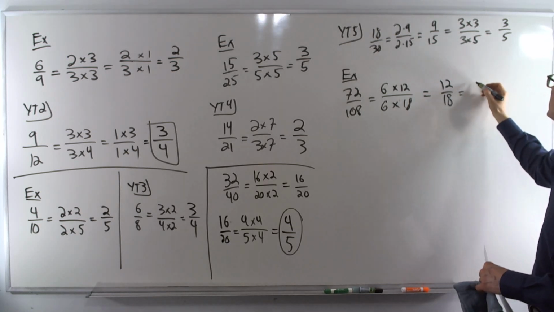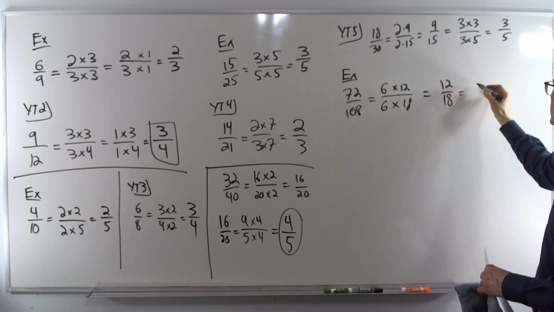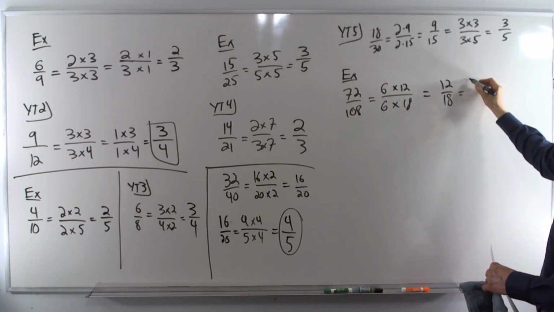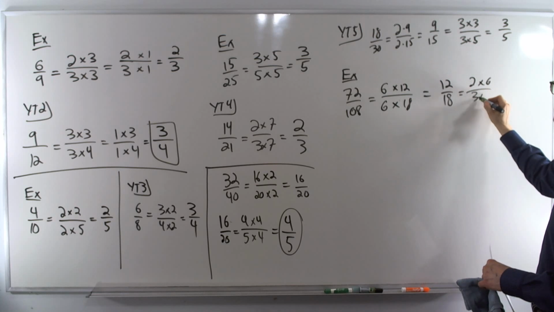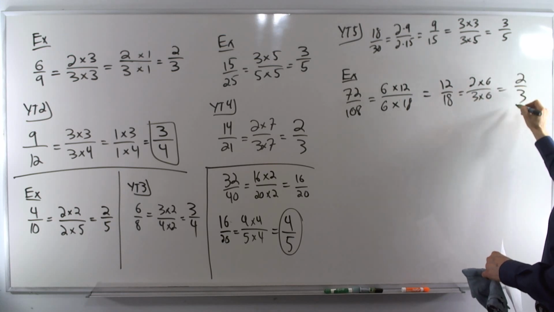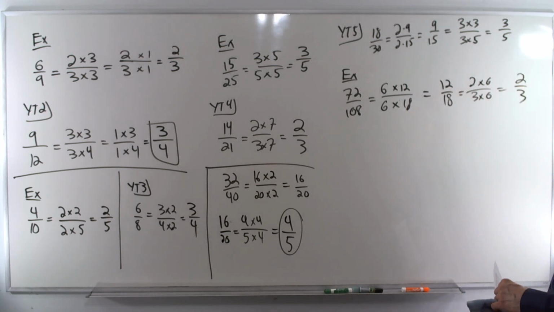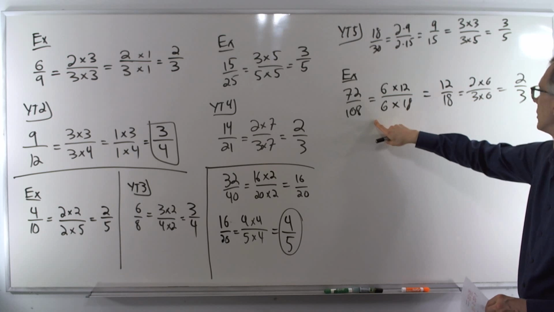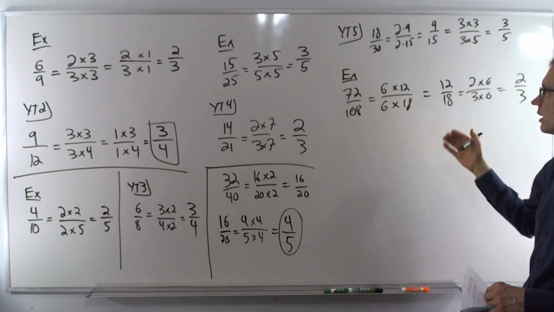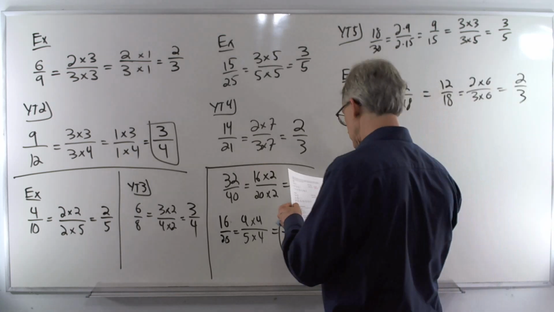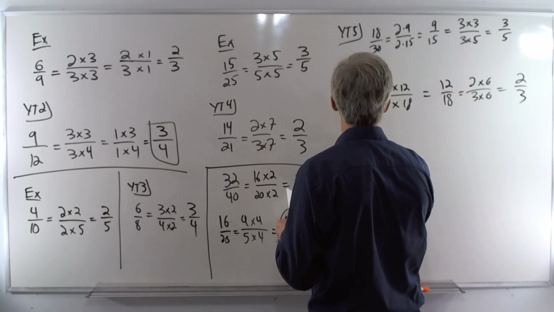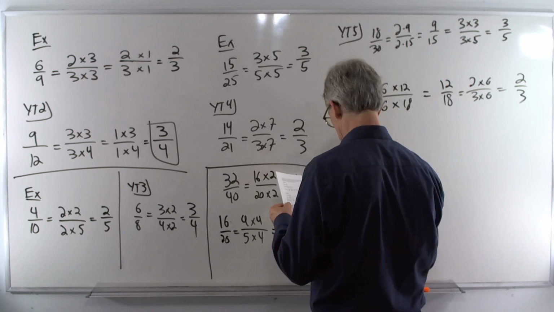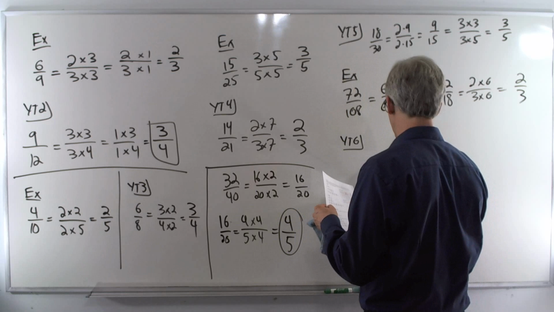All right, now 12 and 18, 6 goes into this one as well, so we can do 2 times 6 over 3 times 6 and get 2/3. So that's how we can do it in 2 steps, or if we recognize that 36 divides evenly into both 72 and 108, we could have done it in 1 step. All right, your turn, number 6. 75 over 175.